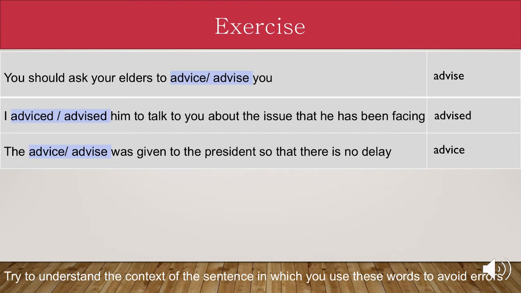One tip that I want to give you is that you should always try to understand the context of the sentence in which you use the word to avoid errors. You should try to identify how the word is placed in a sentence. Is it placed as a noun or as a verb? What is the role that word is playing in that sentence? What is the context of the sentence? And if you are able to identify the difference between a noun and a verb, the difference between advice and advise, then you'll always end up using the right word. I hope that the confusion is not there anymore and you are clear on the difference between advice and advise.